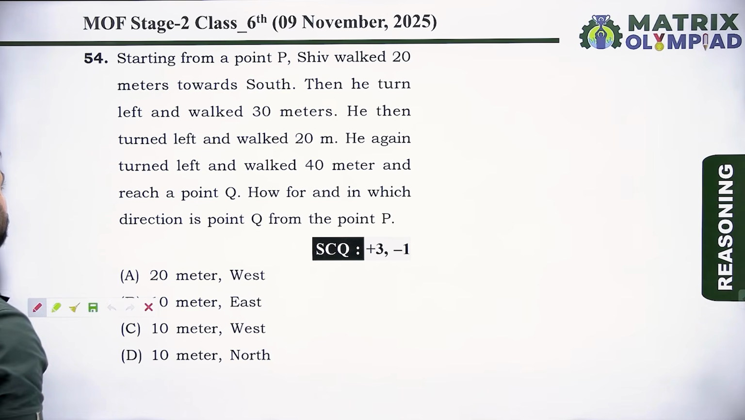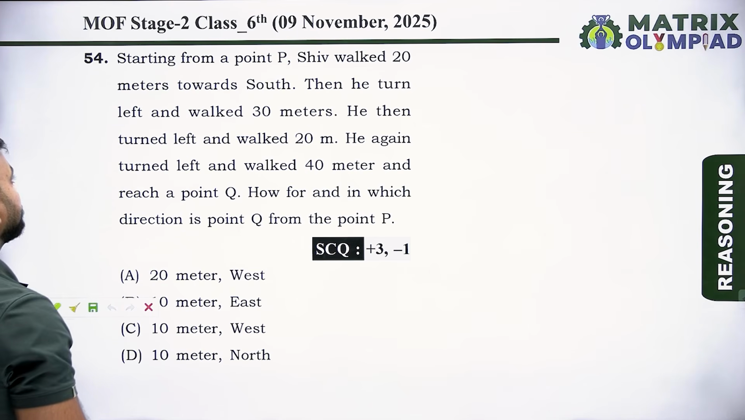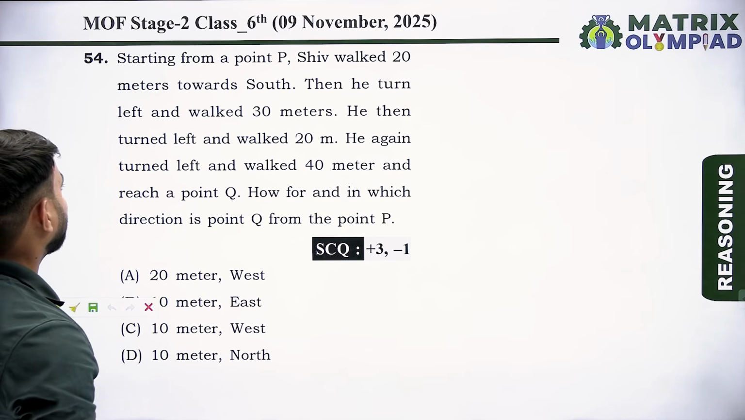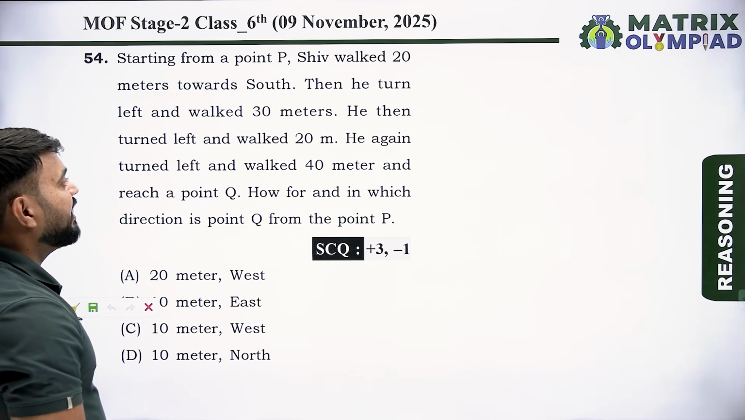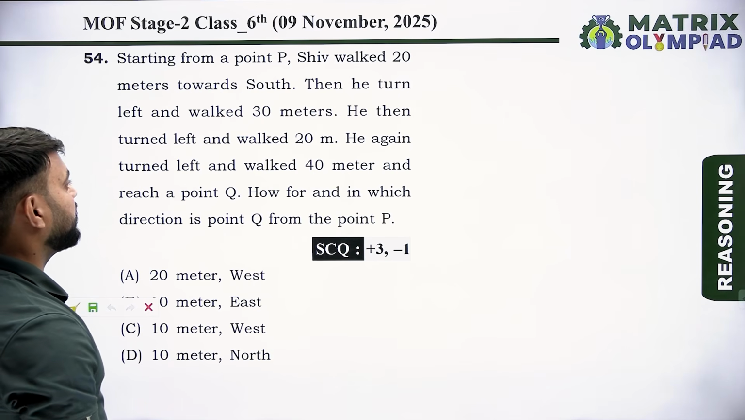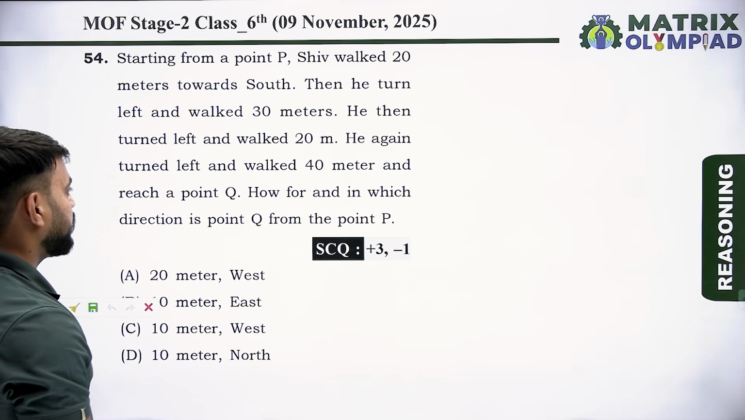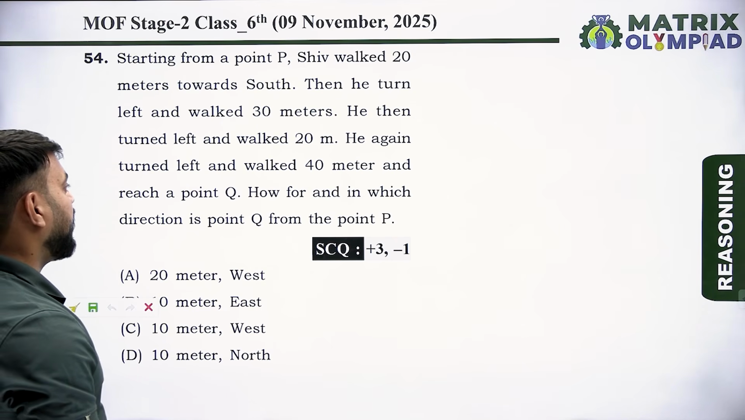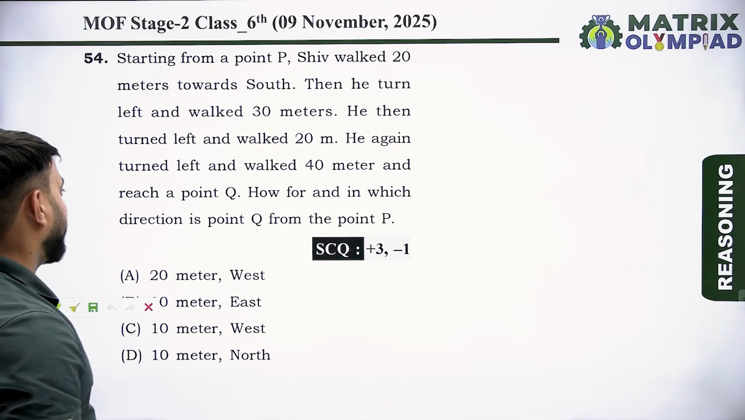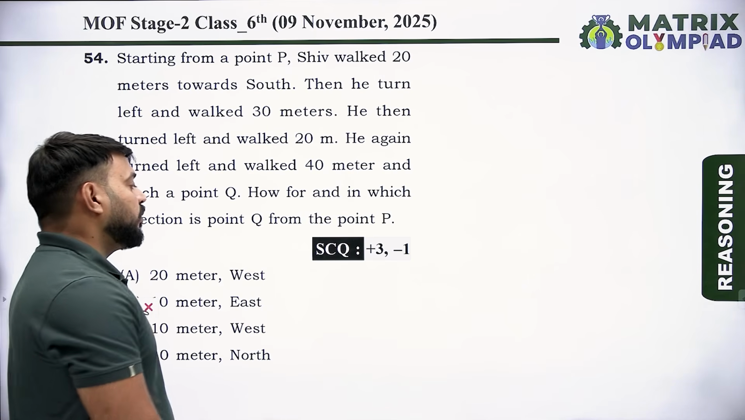So now next question is question number 54. Starting from a point P, Shiv walked 20 meter towards south. Then he turns left and walked 30 meter. He then turns left and walked 20 meter. He again turned left and walked 40 meter and reached a point Q. How far and in which direction is point Q from the point P?